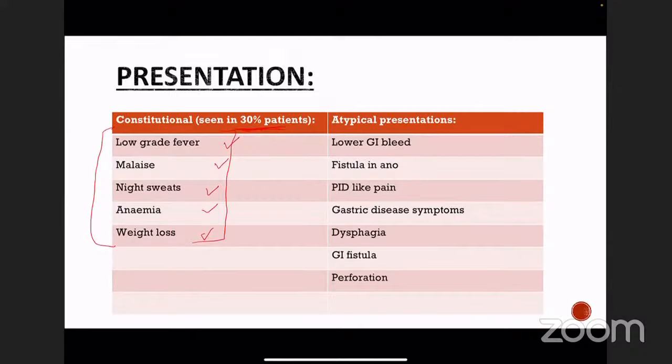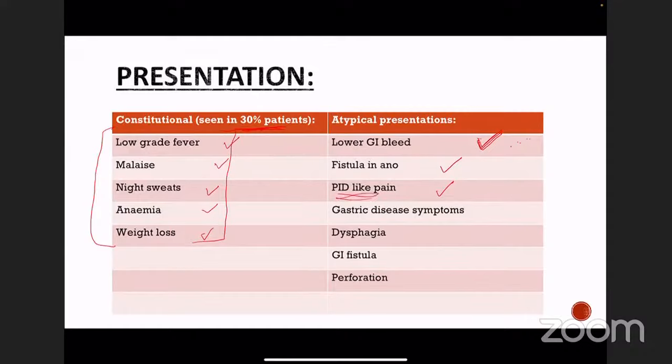What are they? That is lower GI bleed. As I said, lower GI bleed from fissure, fistula, or from an anorectal ulcer. This bleed can pass with the stool. If it is ileal ulceration, it will present as melena, right? So lower GI bleed will be there, fistula in ano, and PID-like pain if the lower abdomen or genitals are involved. The patient might have a complaint of pain like PID.